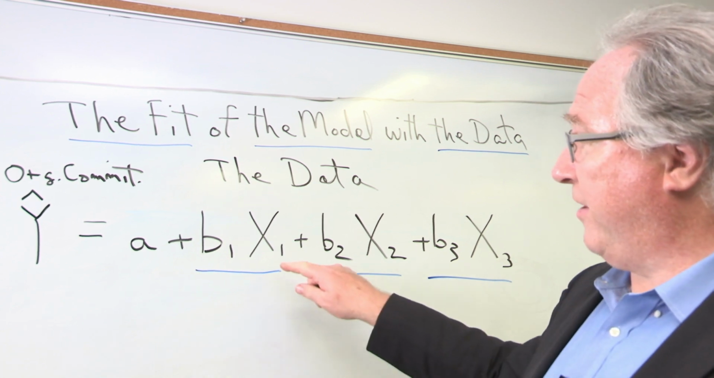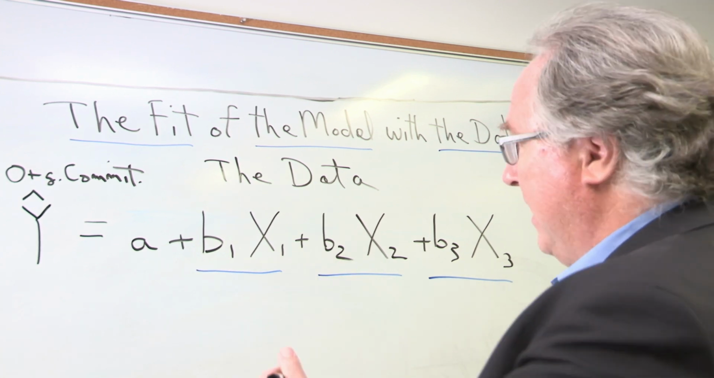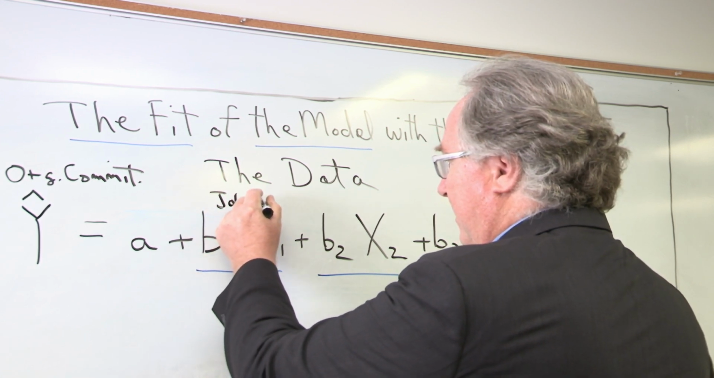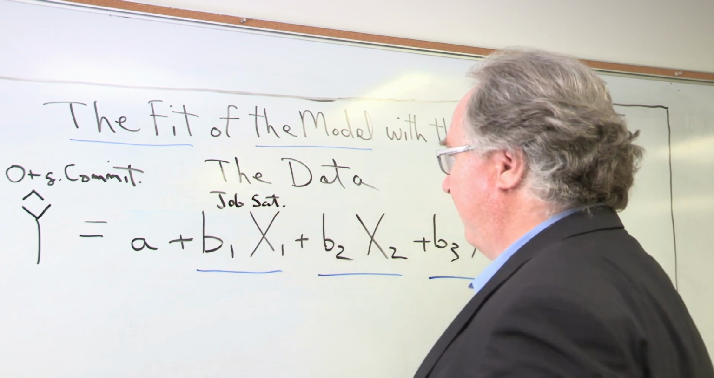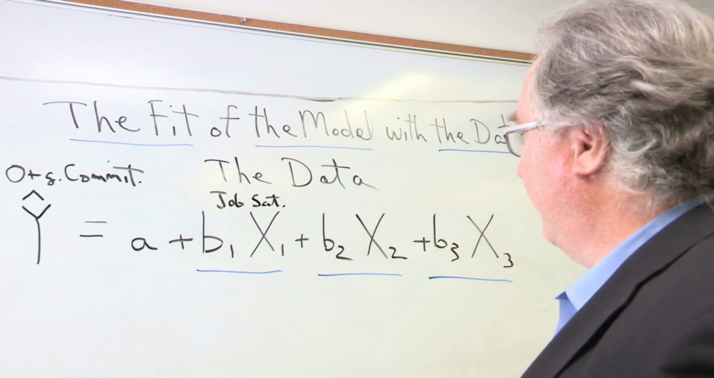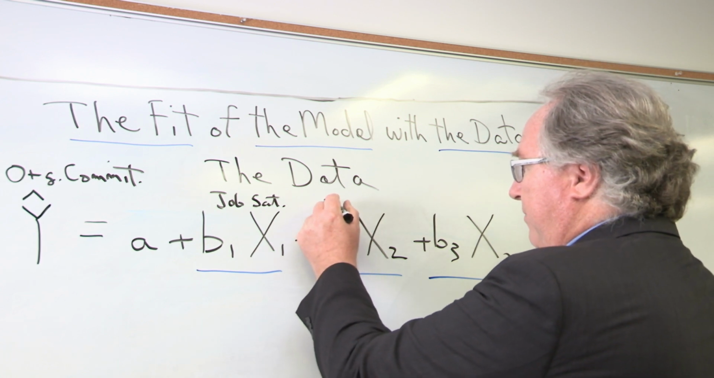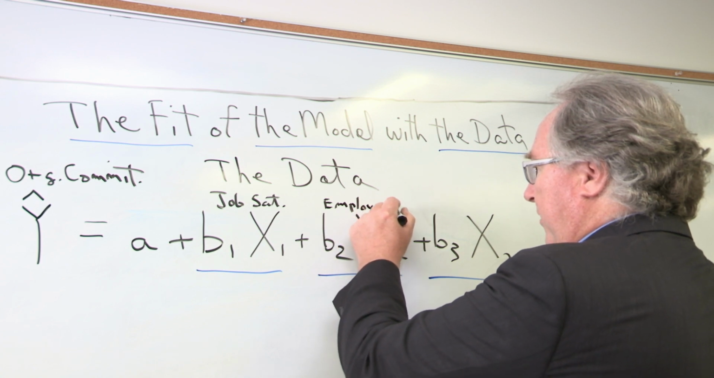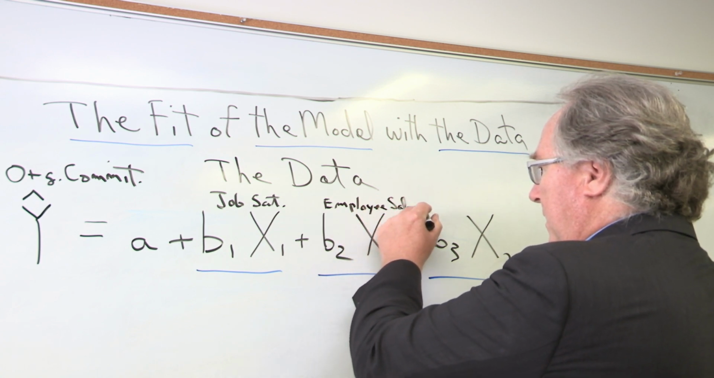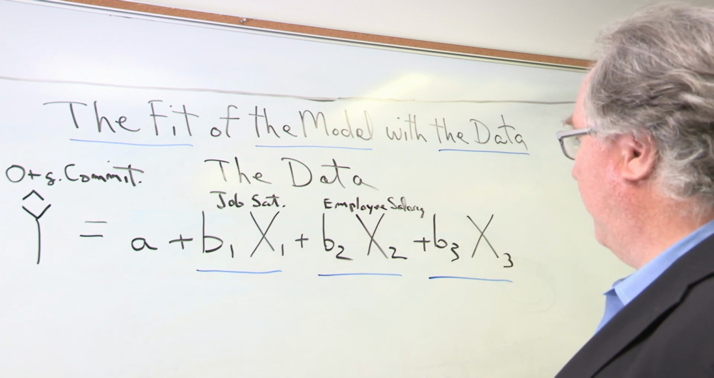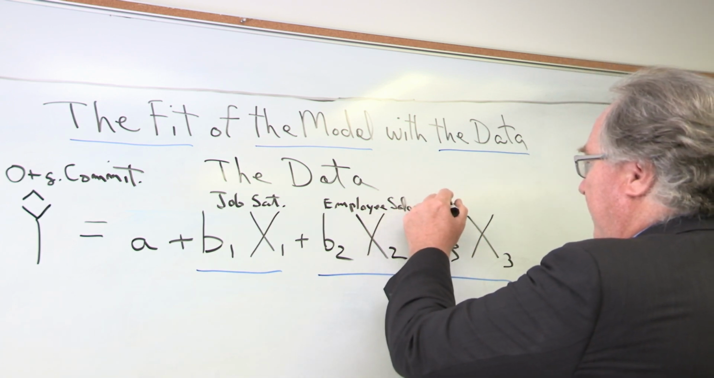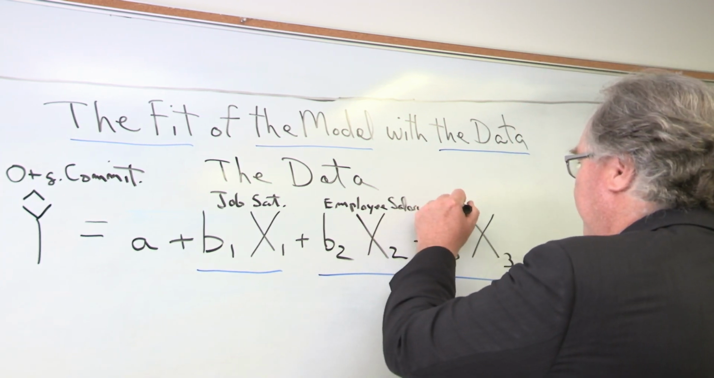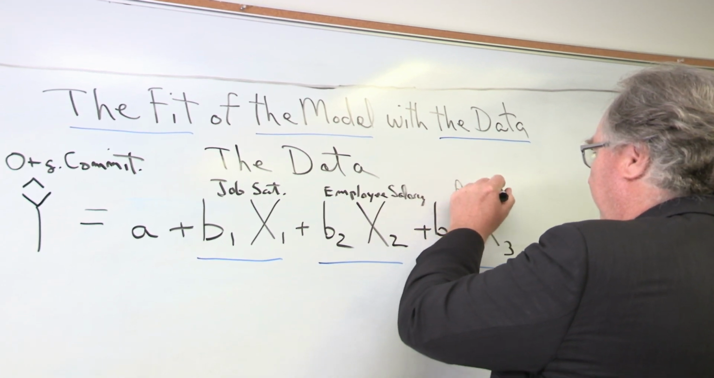And so let's say that our first predictor variable is job satisfaction, and our second predictor variable is employee salary. And our third predictor variable is employees' perceptions of the positiveness of their work environment.